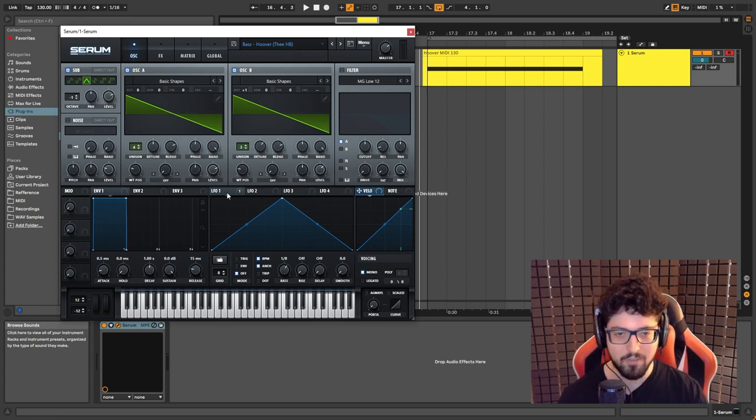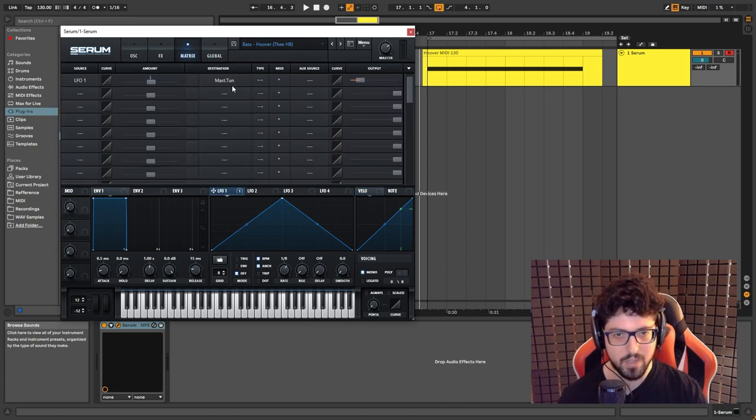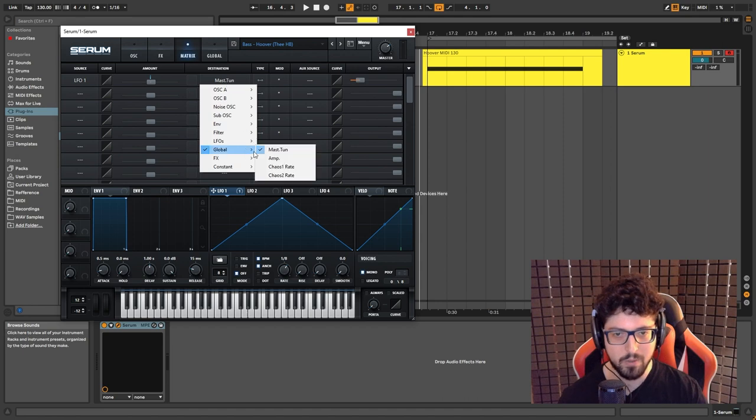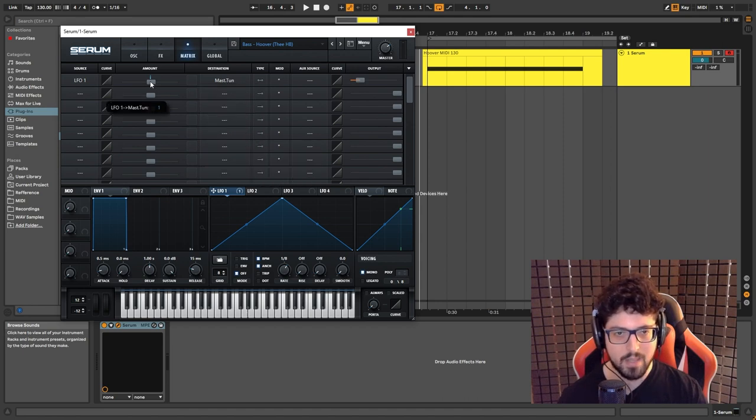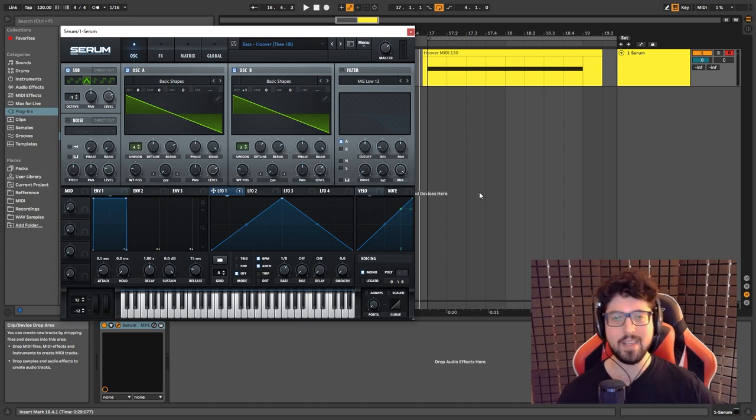Now, we do have an LFO that gives us a little bit of movement. Basically, what it is, it just modulates the master tune. So you go here, global, master tune. I put this at 1 and the strength at 20. So it gives us a little bit of movement. So basically, this is the whole sound.